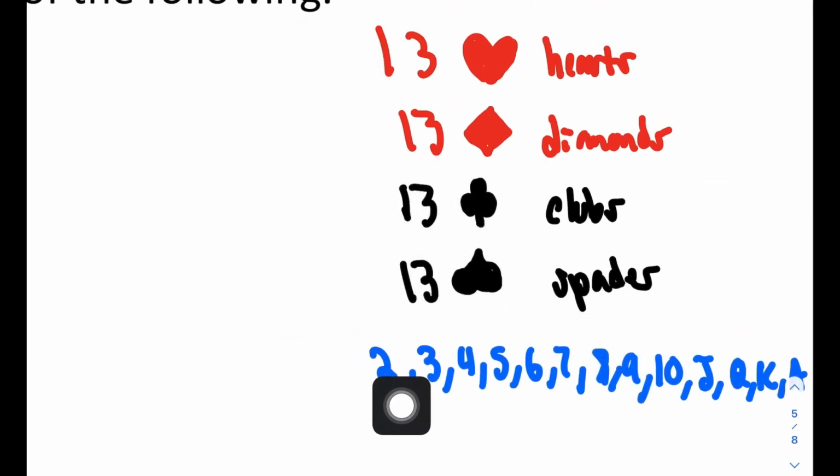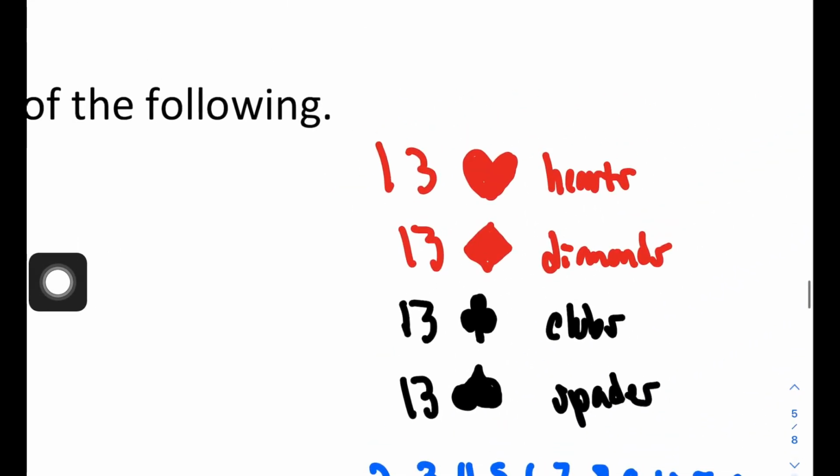If I asked you how many 2s there are in a deck of cards, there are 4: a 2 of hearts, a 2 of diamonds, a 2 of clubs, a 2 of spades. How many 10s are there? There are also 4: a 10 of spades, a 10 of clubs, a 10 of diamonds, a 10 of hearts. If I ask you how many cards are red in the deck, 26: 13 and 13.